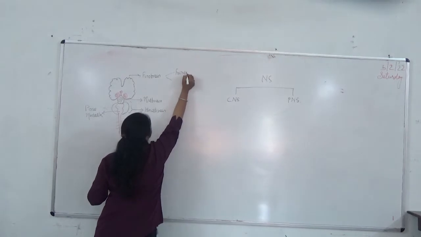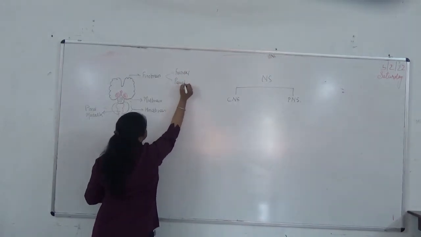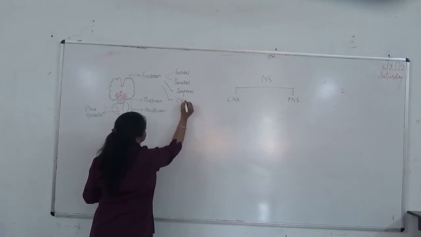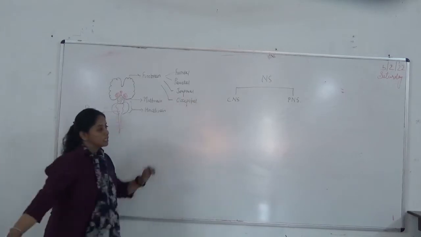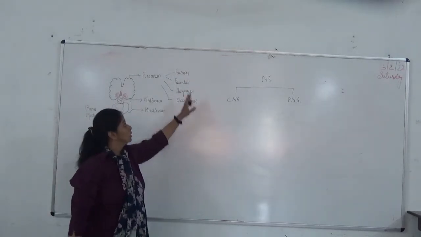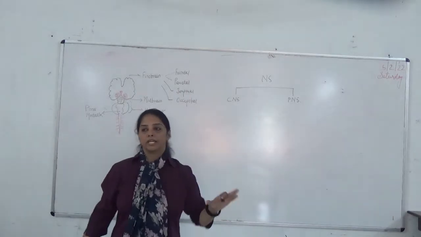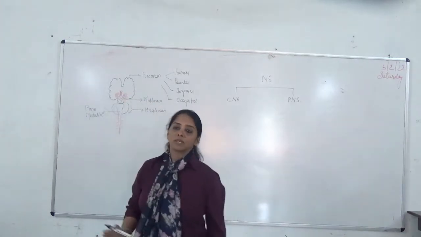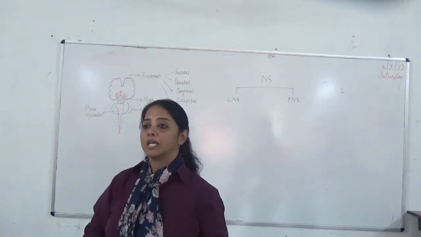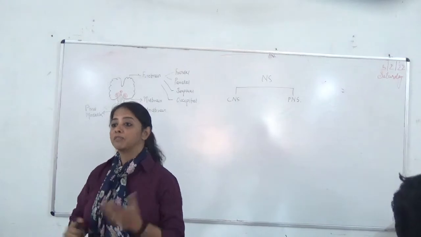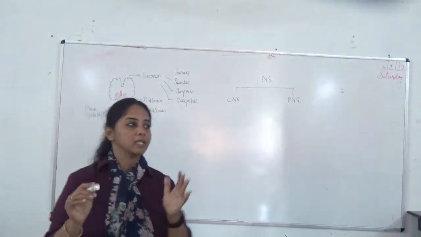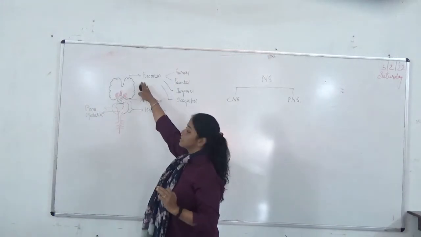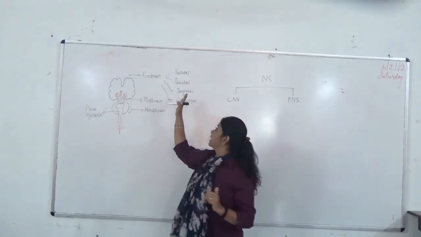The frontal lobe, the parietal lobe, the temporal lobe, and the occipital lobe. We will go through the function of each lobe. The forebrain is made up mainly of the cerebrum. The cerebrum contains two cerebral hemispheres, one on each side, and is divided into four lobes: frontal, parietal, temporal, and occipital.